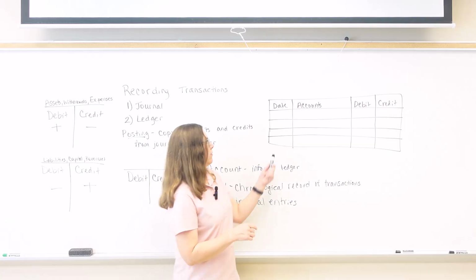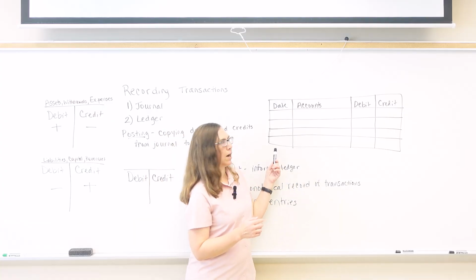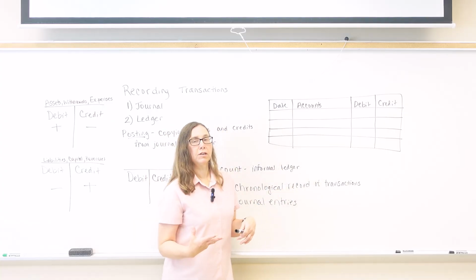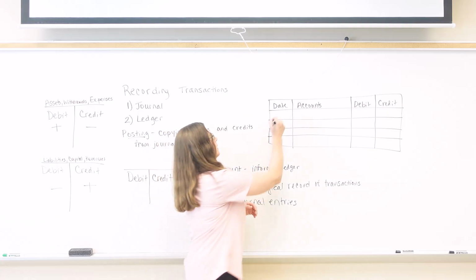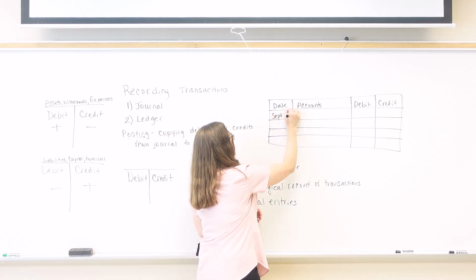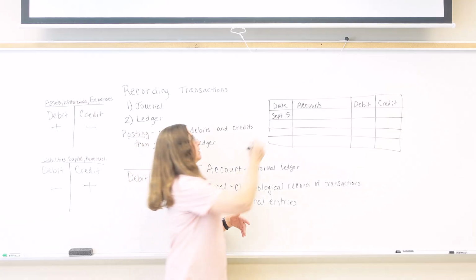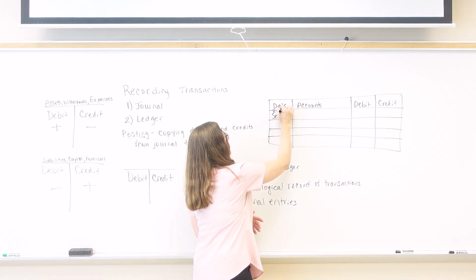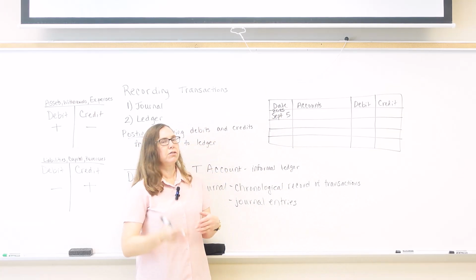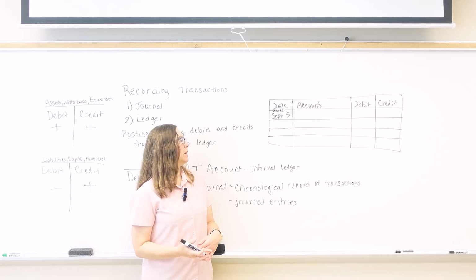In the journal, you're going to have 4 different columns. You're going to have a column for the date, which I'm just going to go ahead and put today's date. It's September 5th. And if it's a new year, you would put a year in here as well. I'm just going to go ahead and put 2025, but you don't have to write 2025 beside every entry.